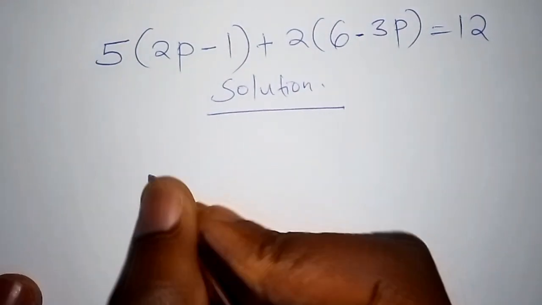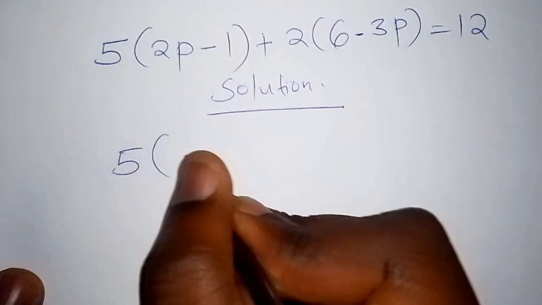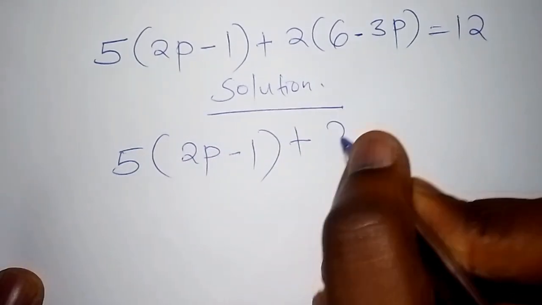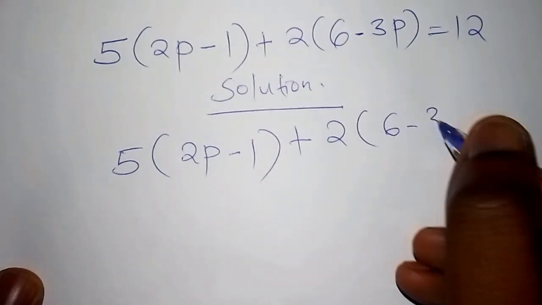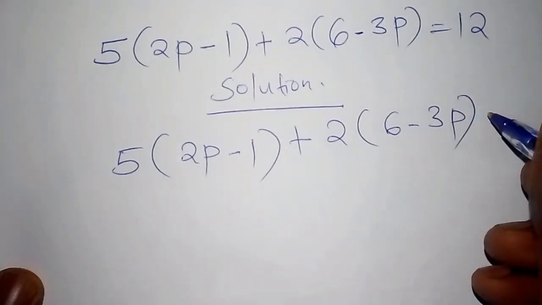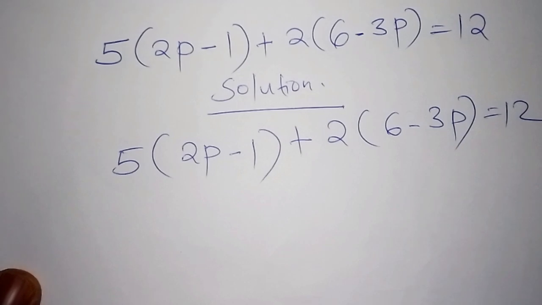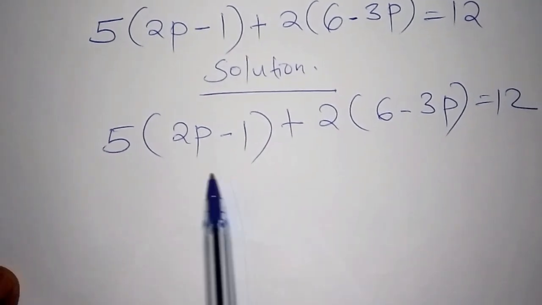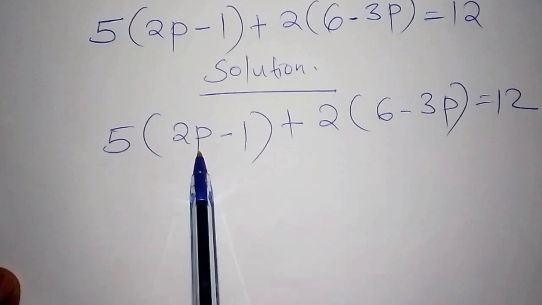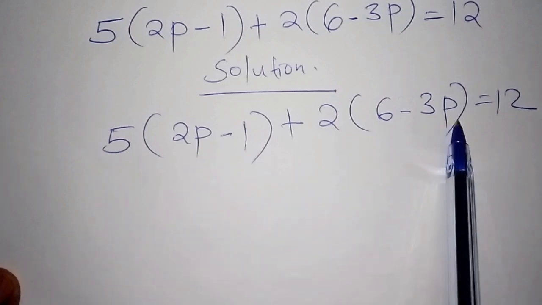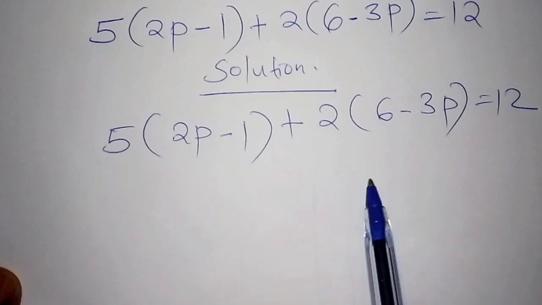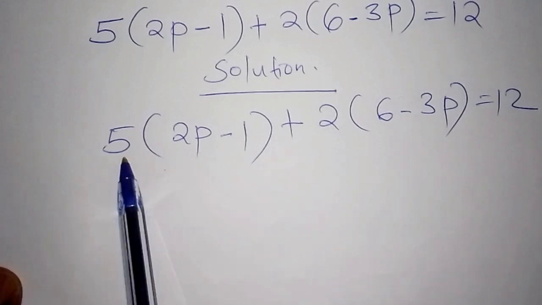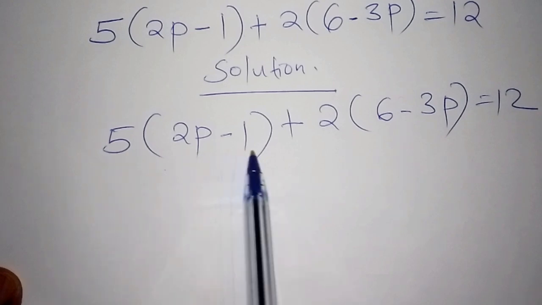So we have 5 into the bracket 2p minus 1, then we close the bracket, plus 2 into bracket 6 minus 3p, close the bracket, is equal to 12. The first step we are going to do is to solve for the unknown, like 2p and 3p. So we're going to solve it by first opening the bracket. In short, by opening the bracket, you're going to multiply this 5 with the numbers inside the bracket.